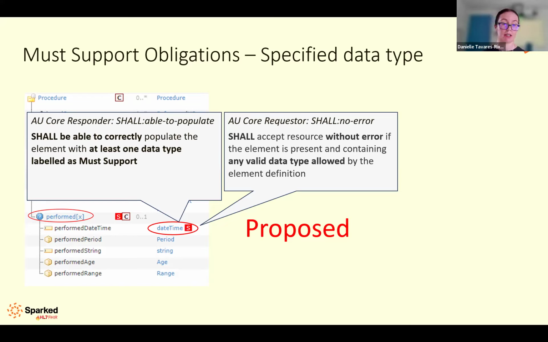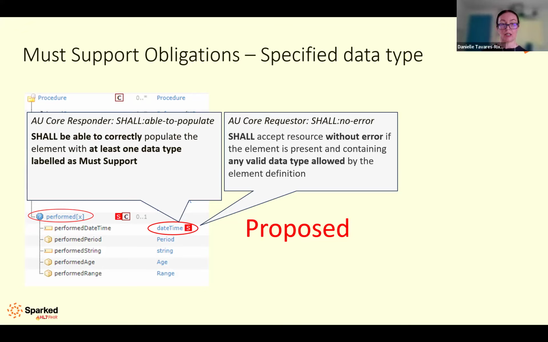And on the requester side at the element level, you shall be able to accept a resource without error if it has any of the valid data types, be that date, time, period, string, age, or range. It might not be what you want, and that's business rules later on, and you may reject resources for not conforming to those.